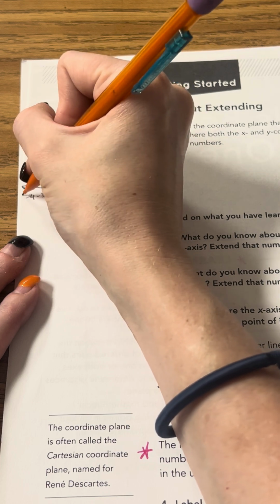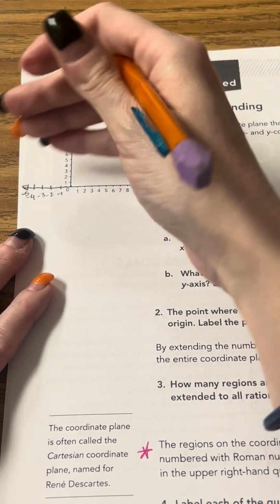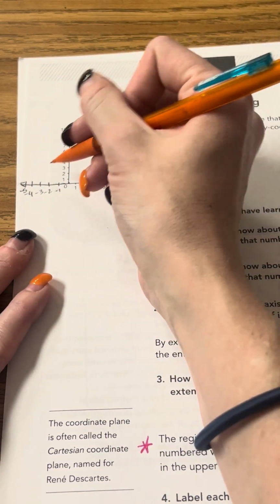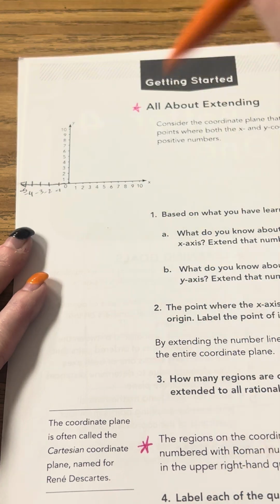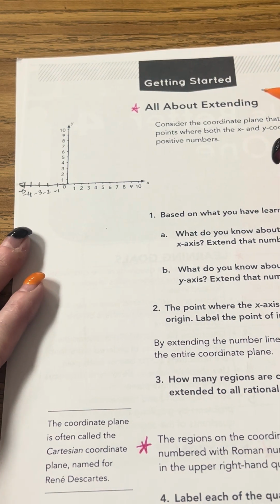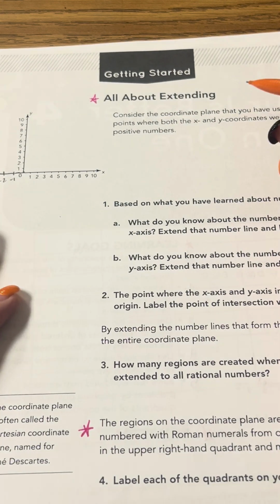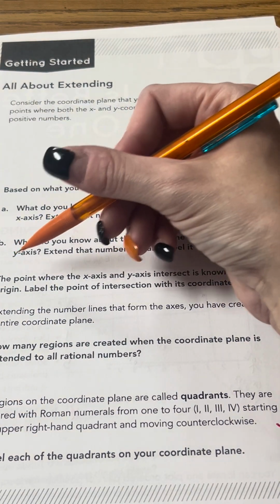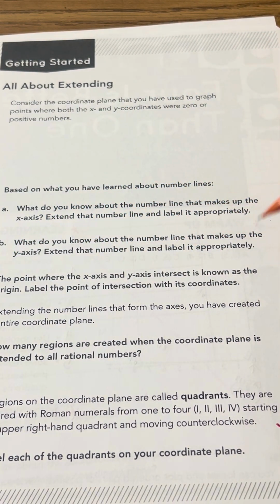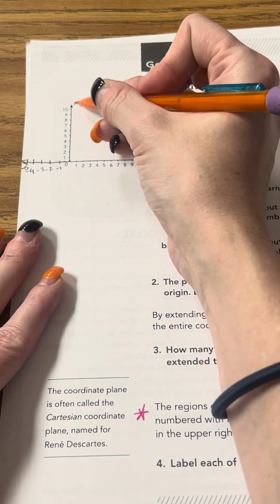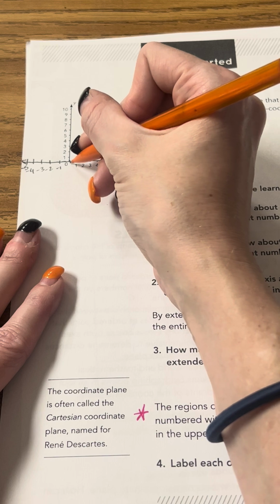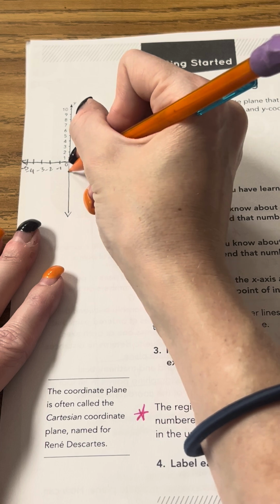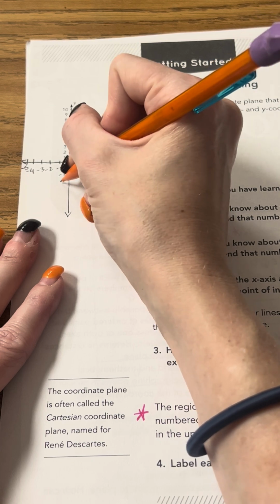A coordinate plane is really just 2 number lines together. We know number lines can be left and right. We know number lines can be up and down. Just like we talked about the building going up and down being a number line, you can do the same thing on a coordinate plane. Okay, so that was A. B says, what do you know about number lines that make up the y-axis? Extend the number line and label it properly. So again, the y-axis here, we have our positives, so that means down here, we need our negatives. So we're going to go ahead and put our negatives.